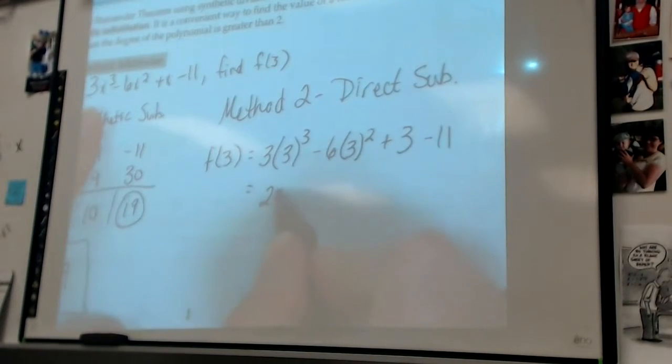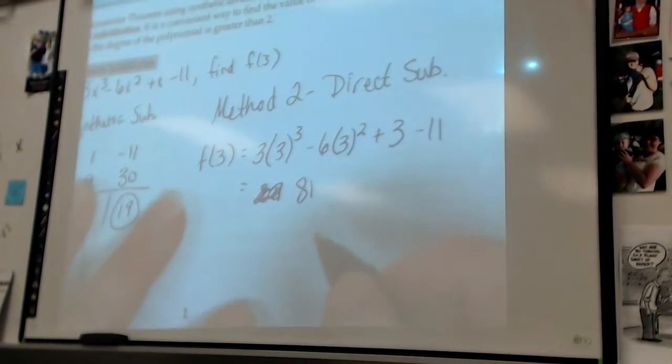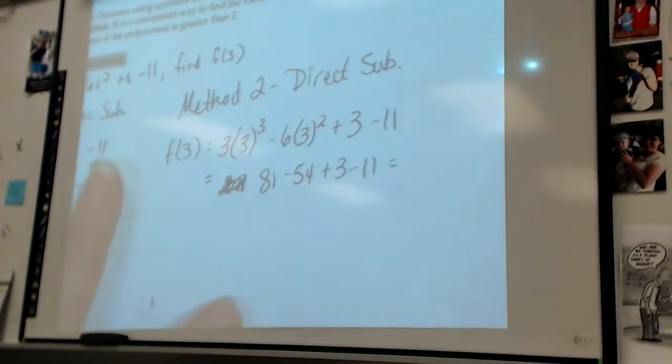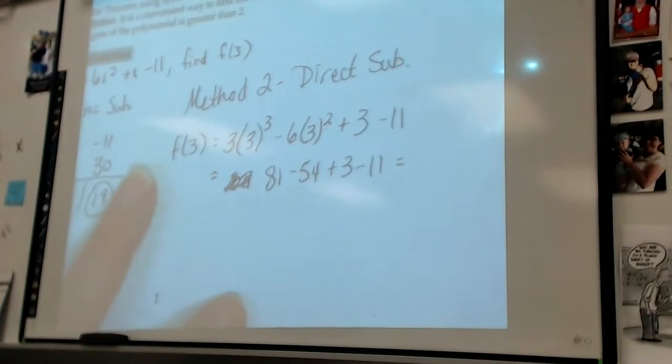So that would be 27. No, 27 times 3, sorry. 3 cubed is 27. 27 times 3 is 81. Notice over here we really didn't have to use a calculator. Over here you're going to probably need it if you want to do it quickly. All right, 3 squared is 9 times -6 is -54 plus 3 minus 11. Now somebody put that in the calculator. See, now we got to pull out our calculators. Unless you're really good at mental math, then you can do it real quickly in your head.